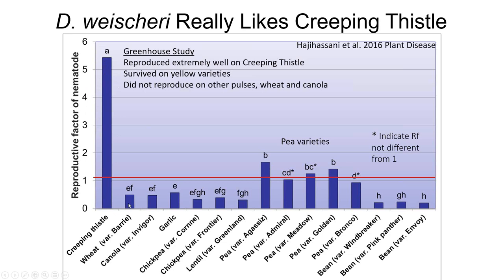When we look at the other crops, wheat, canola, garlic, it doesn't like them. Chickpea, doesn't like, lentil, doesn't like, dry beans. Peas, field peas, I wouldn't say it likes it, it just kind of hangs out. It doesn't really reproduce or expand its numbers, but just kind of, I would say, survives, okay? So just about survives. So maybe in the field it might be able to survive on field pea, but definitely does not thrive on it.